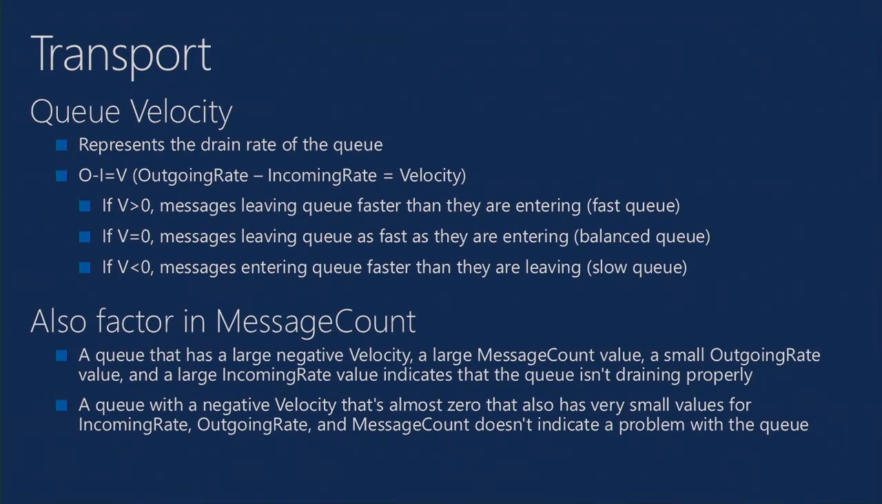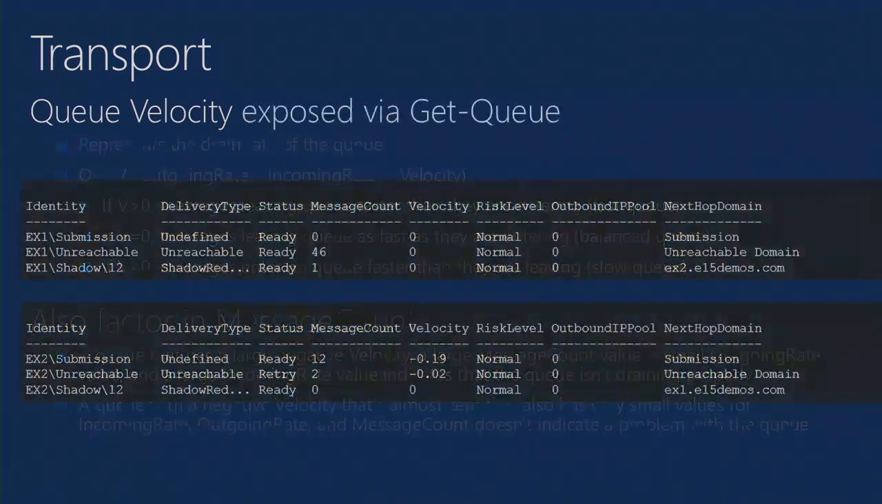It can be a little bit misleading if you're just looking at the velocity values themselves, because if the message count is really high, well, that might explain why queue velocity is a little slow. But if the message count is really low and you have a high queue velocity, that may be a problem that you need to investigate and look a little bit further in. So, what does it look like?